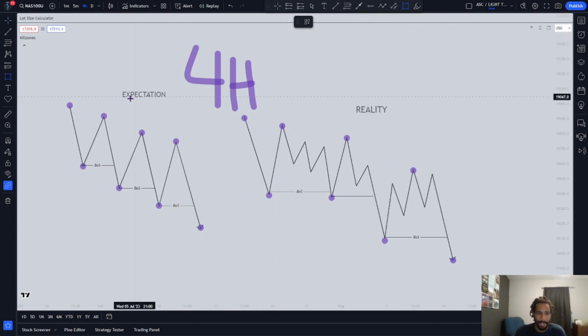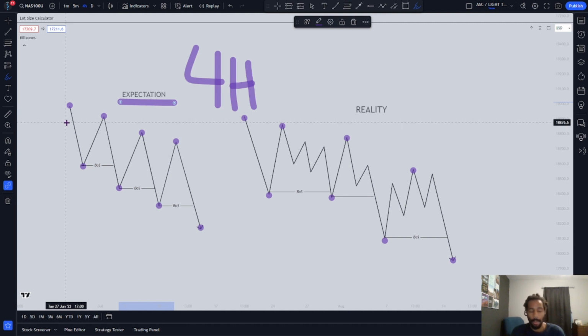And also what we have here is expectational order flow, meaning this is what you would see 9 times out of 10 being shown in examples of market structure, whether that being in a course or in some sort of textbook. But this is what expectational order flow looks like.